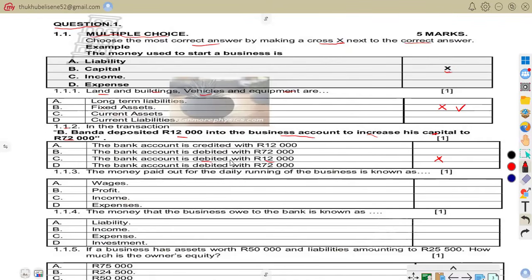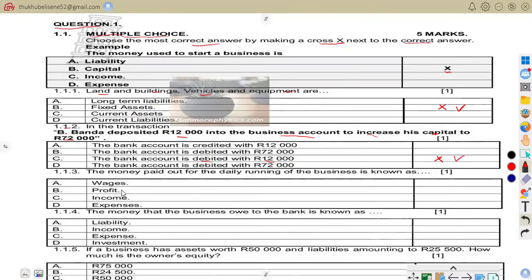This means when the owner deposits money into the bank account, the business bank account is going to increase. In accounting, an increase in an asset, which is bank, is recorded on the debit side. As Mr. Banda deposits 12,000 into the business account, bank increases by 12,000. That is debit bank account. Capital increases by 12,000, so you credit the capital account. That is how it is treated. I hope we are together, people.